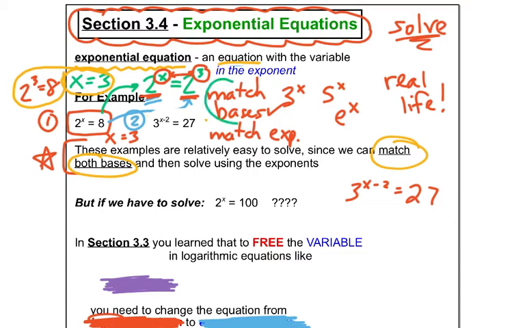Why don't we see, can we match the bases on both sides? And the best thing to do is try to take the bigger number and rewrite it in terms of the smaller number. Don't rewrite the smaller in terms of the bigger number, because that's just hard. So try to take the bigger number and rewrite it in terms of the smaller number. So I'm going to keep the 3 to the x minus 2 the same.